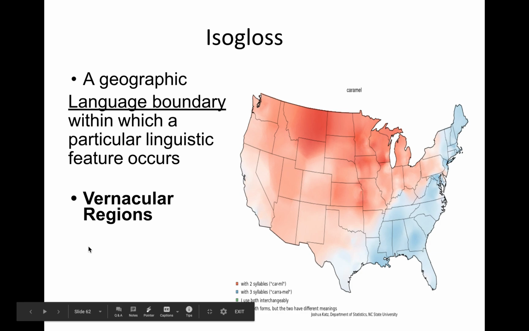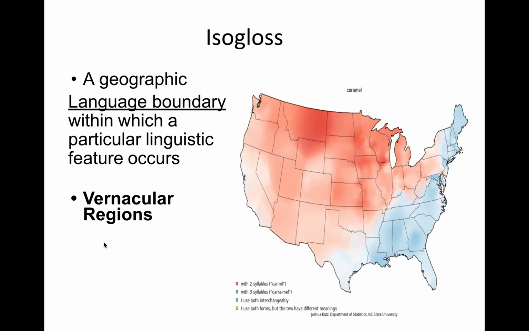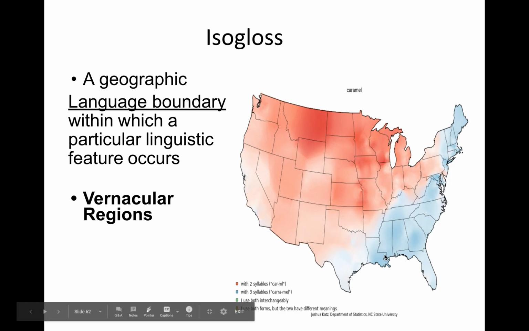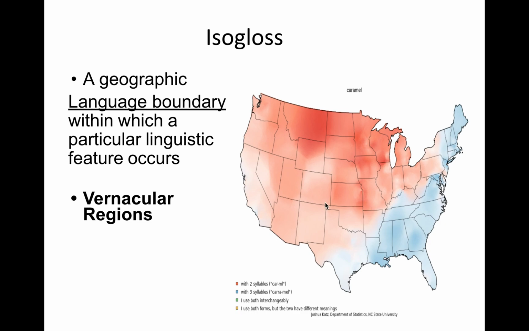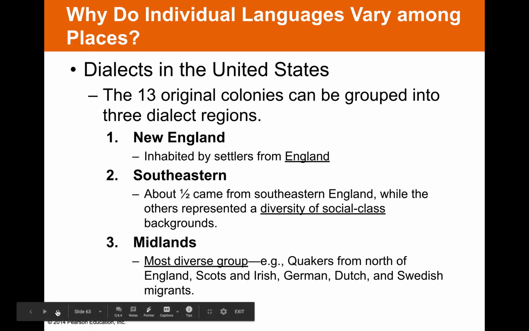Here's an example of an isogloss with the word caramel or caramel. We can see 2 syllables or 3 syllables, but oftentimes there's not a delineated line. It will again bleed into other areas or other colors.